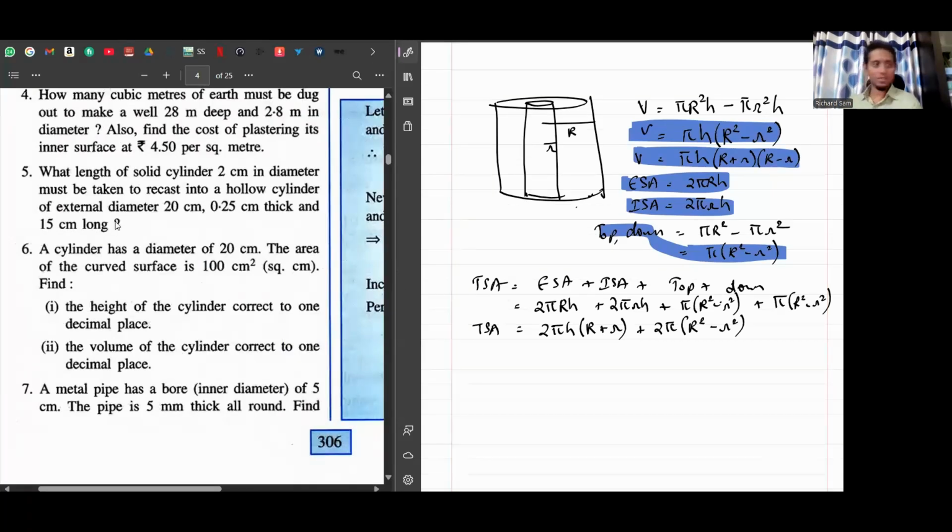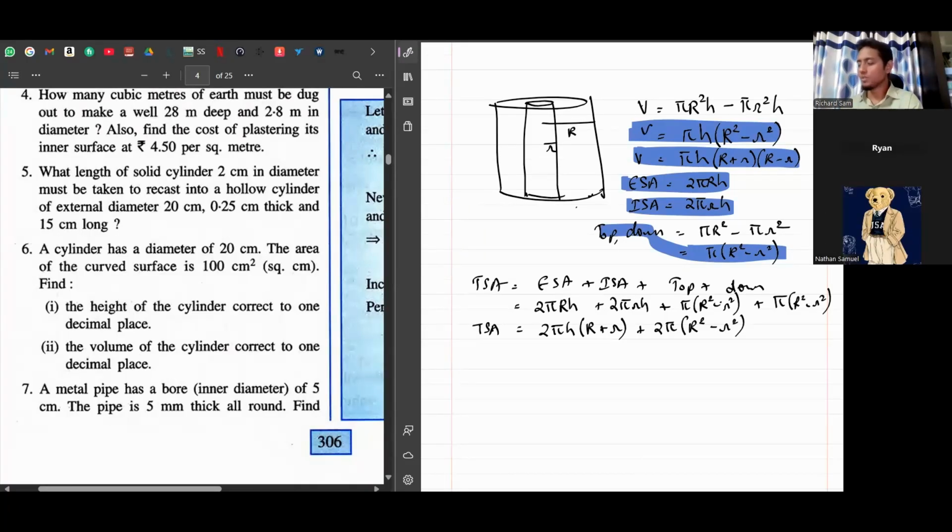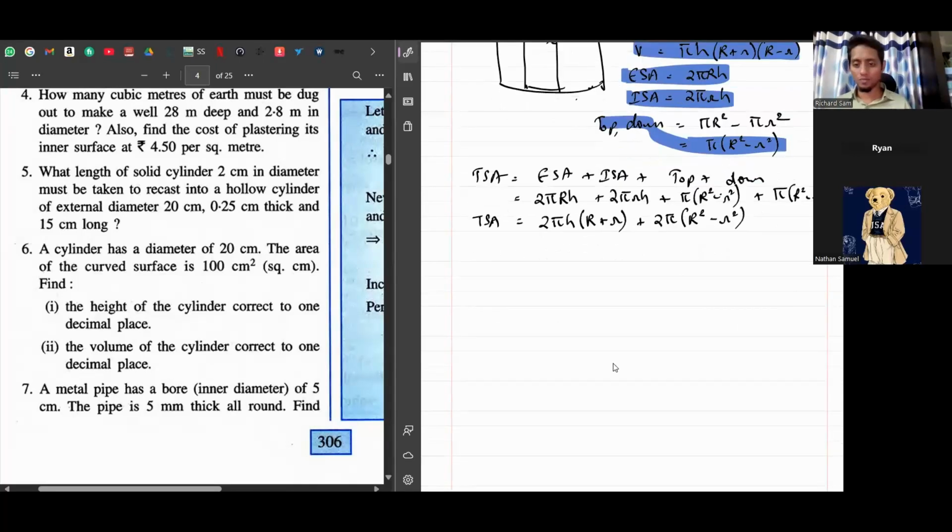All right. So let's do this question. What length of solid cylinder 2 centimeter in diameter must be taken to recast into a hollow cylinder of external diameter 20 centimeter, which is 0.25 centimeter thick and 15 centimeter long? So you're taking one cylinder and melting it and making another, hollow cylinder. So what is the same for both the shapes? The volume, right? Whenever you melt something and change it into something else, they both will have the same volume.